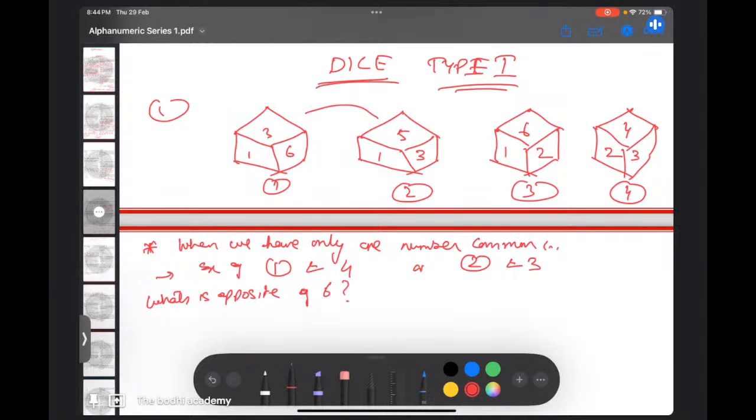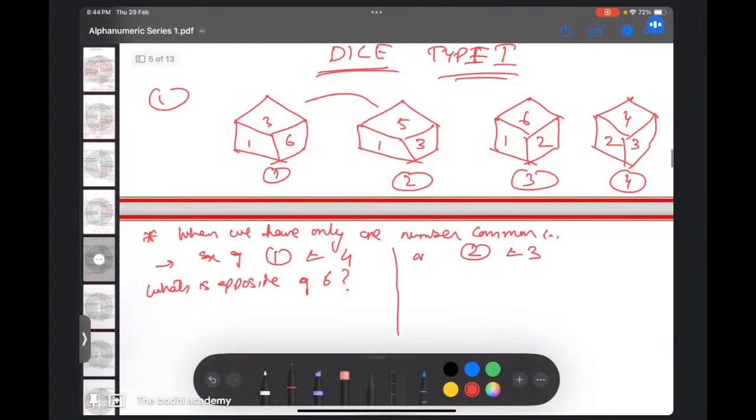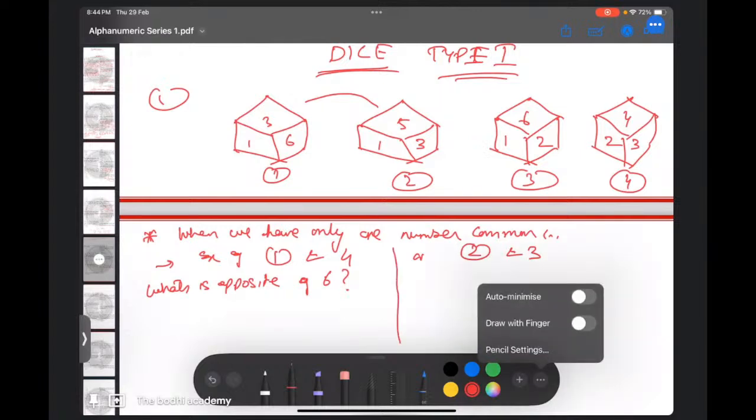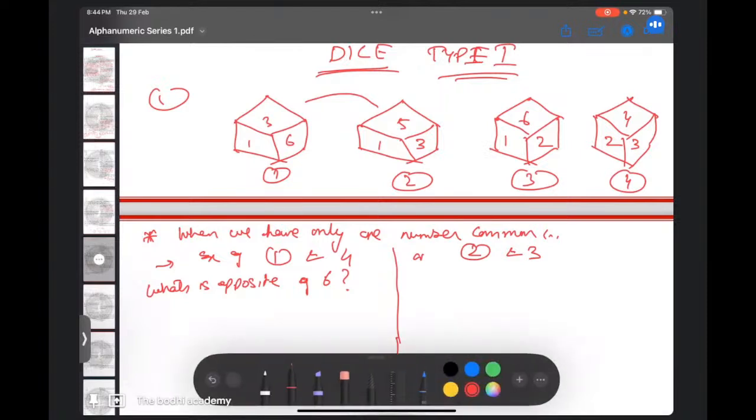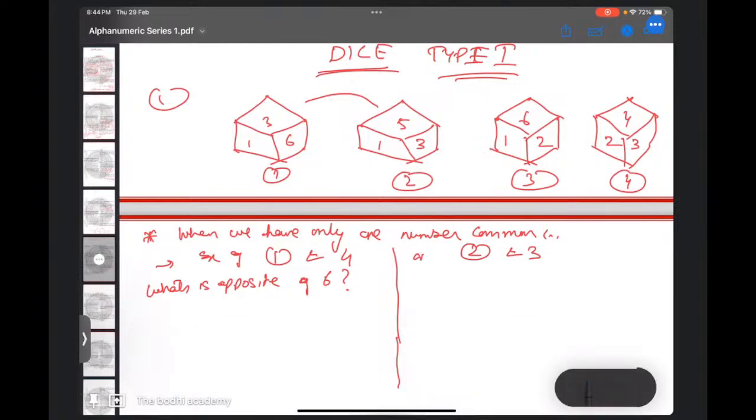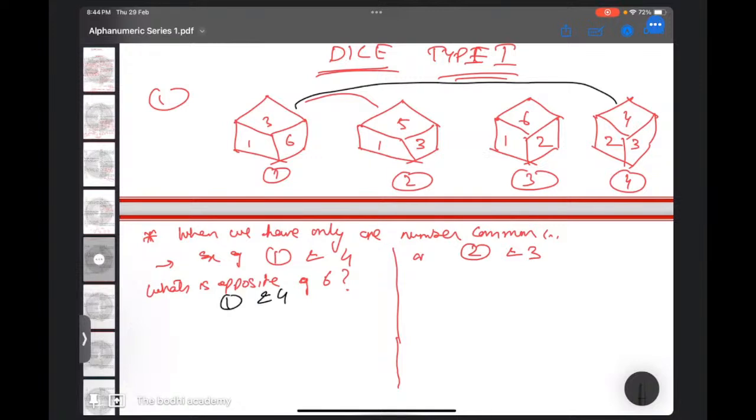Now, how to find what is opposite of 6? So now, there is a method. Okay, there is a method in this. We have to go, see, I am talking only about the first and the fourth one. Now, take the common. What is common? 1, 3, 6, 2, 4, 3. So 3 is the common.